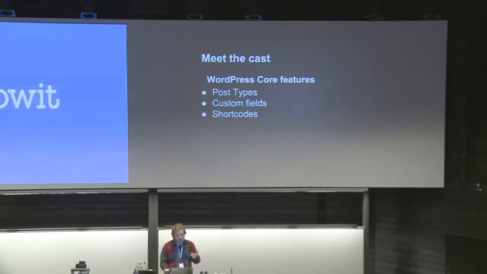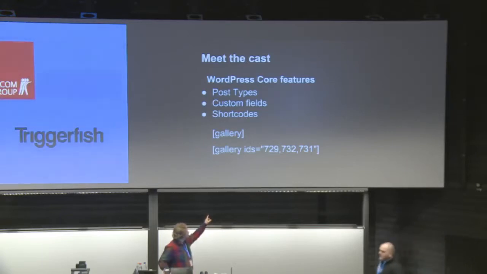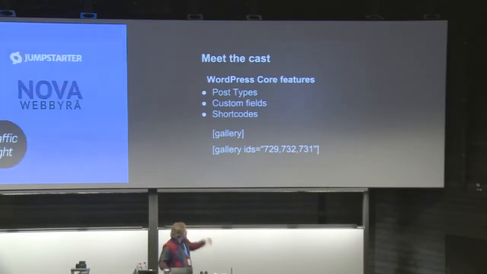And there are a few built-in shortcodes in WordPress. Maybe the most famous one is the gallery shortcode. And something I also want to point out is that shortcodes can take arguments. So in this case, we have the same shortcode, but we have an argument called IDs, where we have inserted 3 IDs. So this will show a gallery with the 3 images that have those 3 IDs. So these are the core features that we're going to be using.